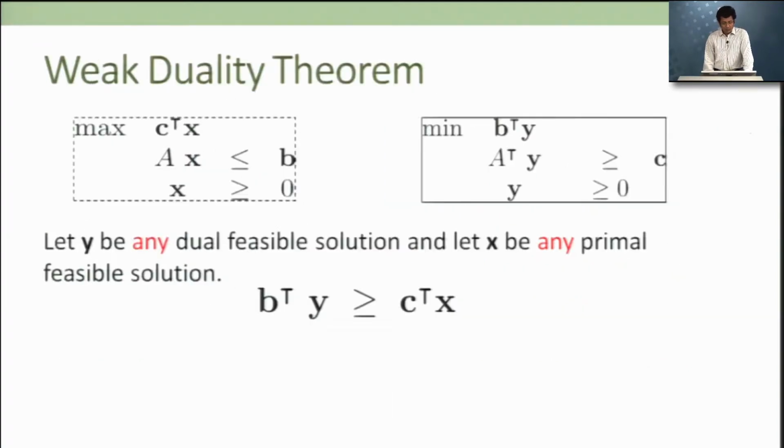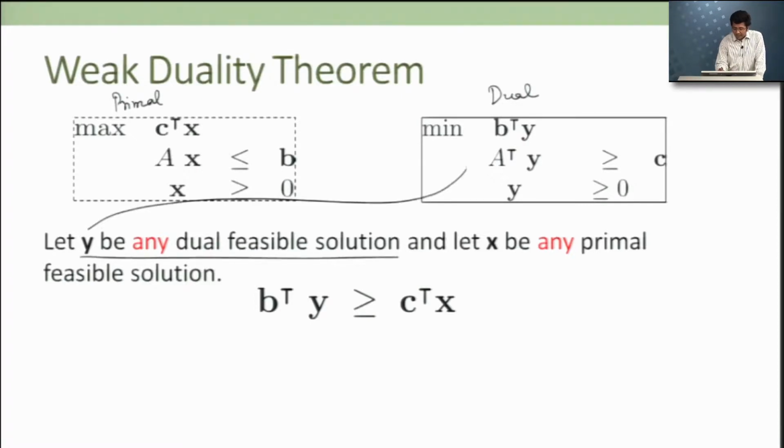Okay, so here is the basic theorem, and we call this the weak duality theorem. Weak because there is a stronger version of this that's just coming up. All right, so what does it say? Here is the primal problem, and here is the corresponding dual problem. What I'm saying is let y be any dual feasible solution. So y satisfies these constraints. It need not be optimal. It just needs to satisfy the dual constraints.